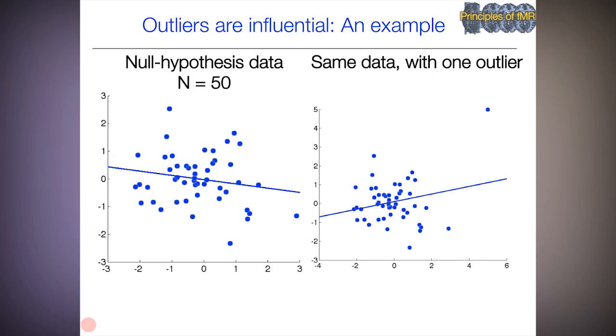Here's some null hypothesis data on the left with 50 subjects. As you can see, there's no effect here in this sample. And now we have the same exact data, but we've included one outlier point, which is high out on the x-axis. So it's got high leverage, and it's high variance, so it's going to tend to have a large value on the y-axis in one direction or the other. And as you can see, this one data point now produces a significant result in our regression.